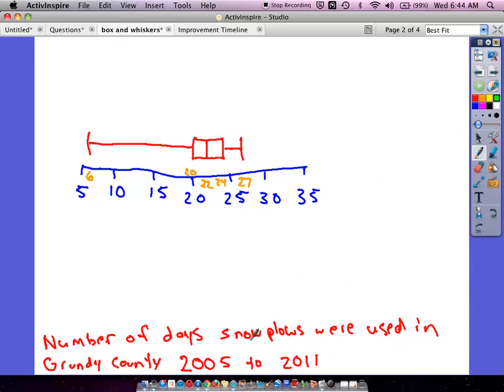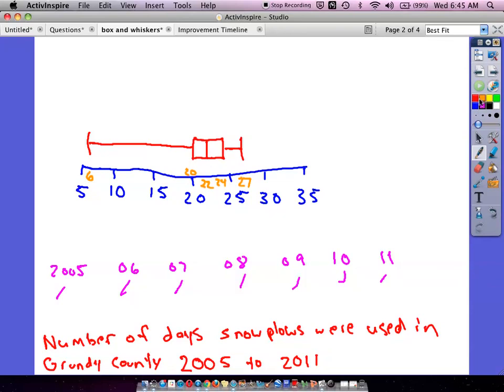So basically, what we're saying is that there is a number of times snowplows were used in 2005. There was a number of days snowplows were used in 2006, 2007, 2008, 2009, 2010, and 2011. That means this graph represents 1, 2, 3, 4, 5, 6, 7 numbers. We don't have the 7 numbers to start with, we just have the graph. But this represents 7 different numbers because there's 7 years from 2005 to 2011.